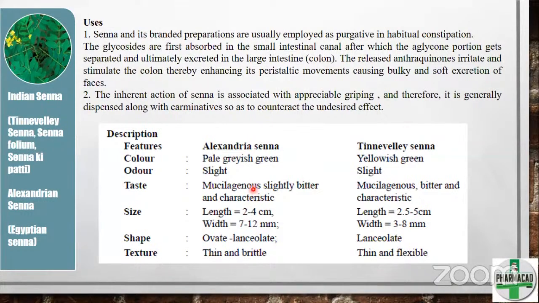So this is the color, odor, taste. The difference between Alexandrian and Tinnevelly senna is mentioned here.